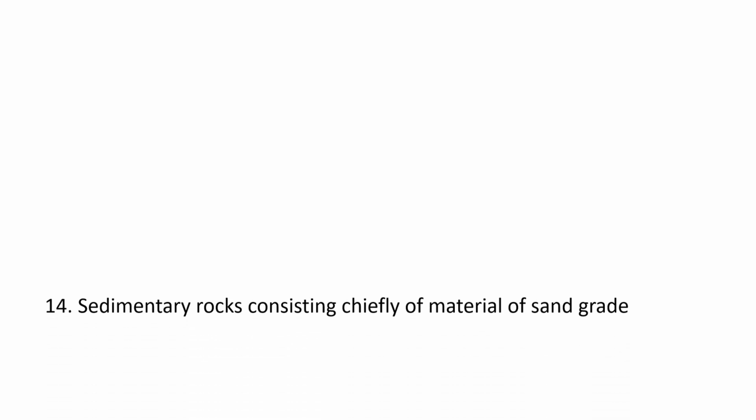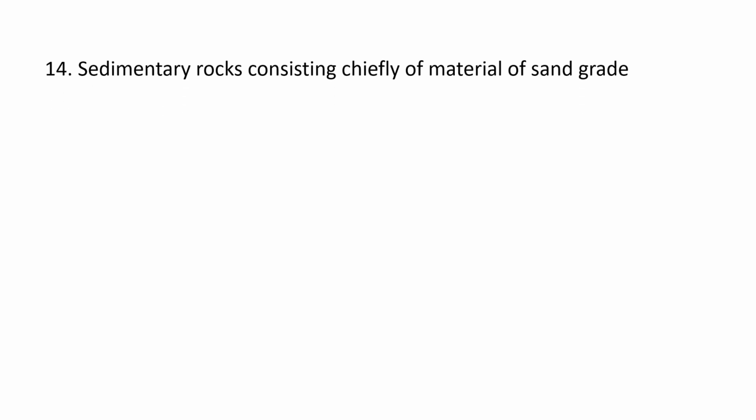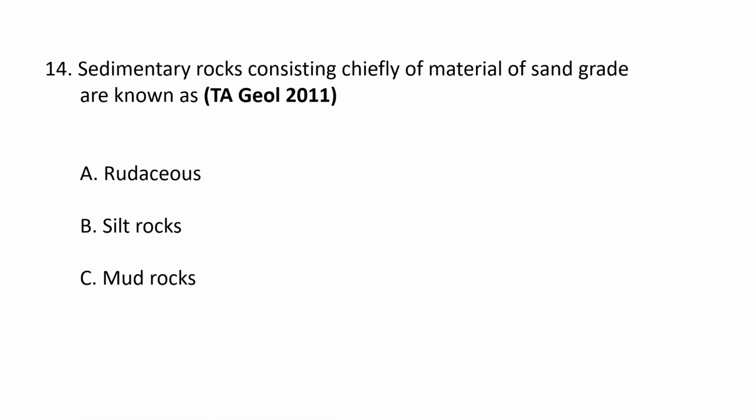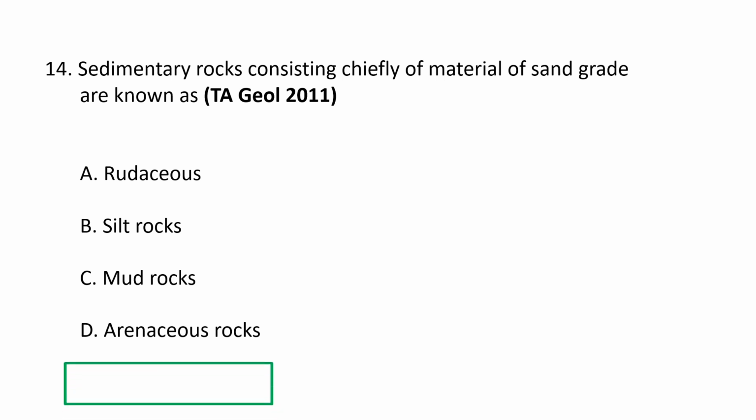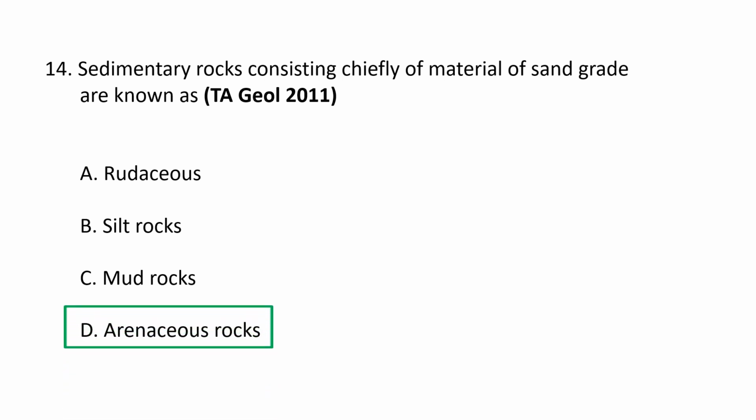Next question. Sedimentary rocks consisting chiefly of material of sand grade are known as A. Rudaceous, B. Silt rocks, C. Mud rocks, and D. Arenaceous rocks. So the correct answer is D. Arenaceous rocks. Sedimentary rocks primarily made up of sand-sized material are called arenaceous rocks.